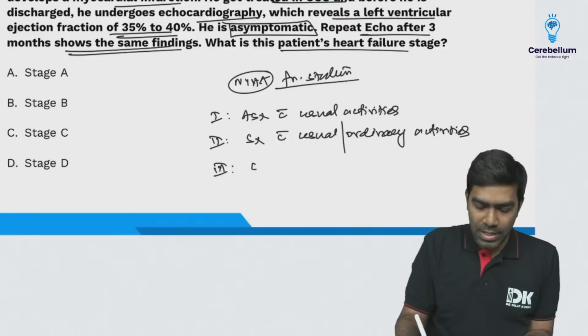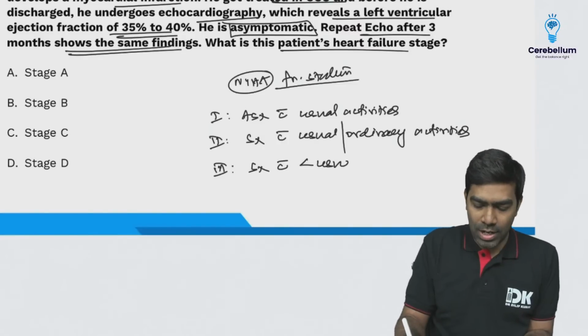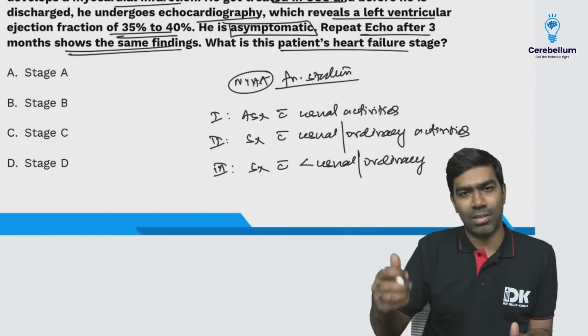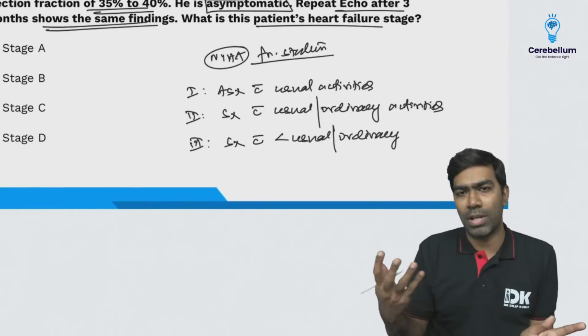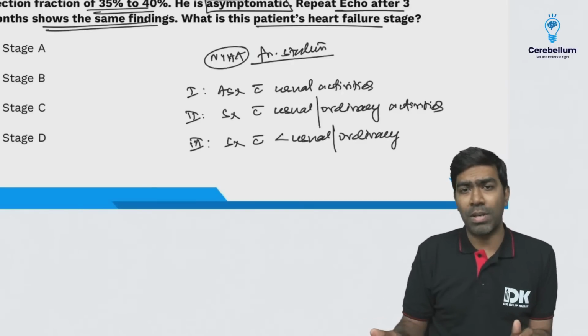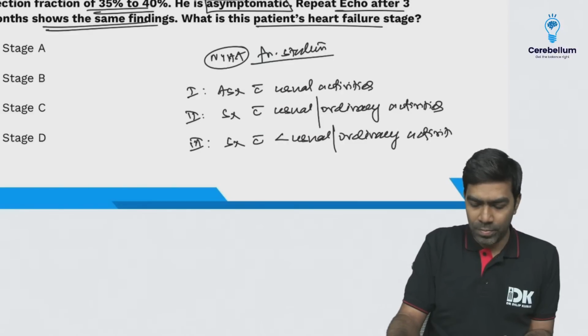NYHA class 3 means the patient is symptomatic with less than usual or ordinary activities. Which means the patient will not be able to go to the kitchen and take water and drink, go to the bathroom and pee and come, go to the bathroom and bathe, or do standard housekeeping work. Even if they can't do that, that is NYHA class 3.